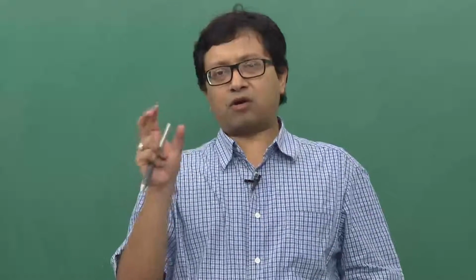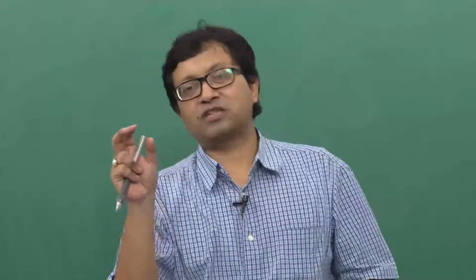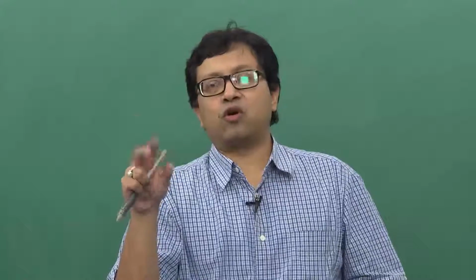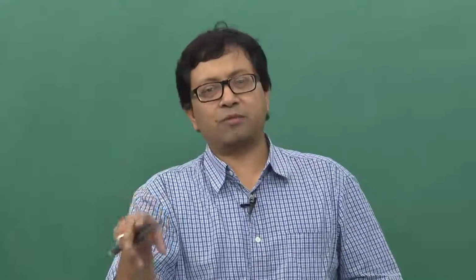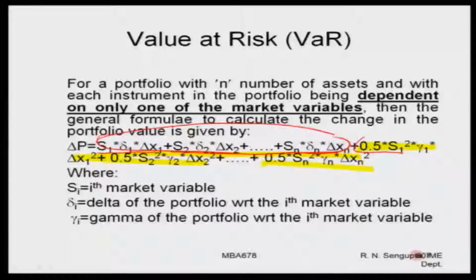So what you are trying to do is club them according to the number of assets and according to which stage of expansion you are at. But you will notice that the higher terms, d3y dx3 or d4y dx4, of the Taylor series expansion can be neglected because their overall implications in the problems would be very negligible. Here, S i is the ith market value, delta i is the delta of the portfolio with respect to the ith market variable, and gamma i is the gamma of the portfolio with respect to the ith market variable.